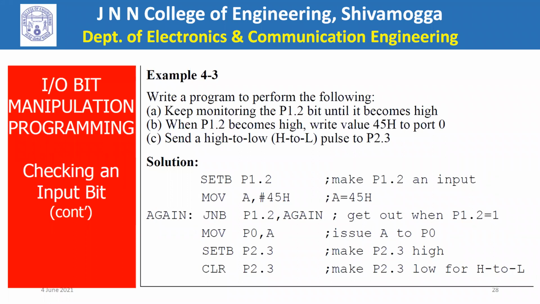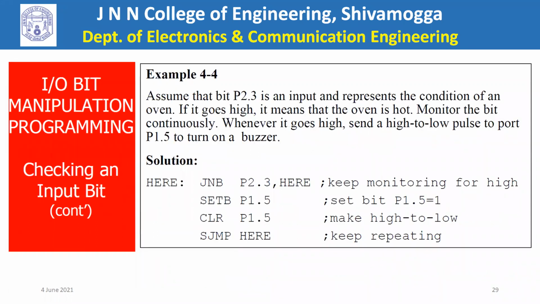So for this, we had written the program also. In a different way also we had written. We are setting P1.2 and we are checking. After that, you are reading the port. Then once that particular P1 pin becomes high, we are sending some value on P0. Here he is sending 45. Also, we are sending a high to low pulse on P2.3 by setting P2.3 and by clearing P2.3. This was the program. Now let us see the next program.